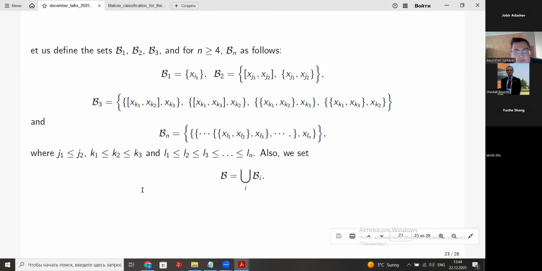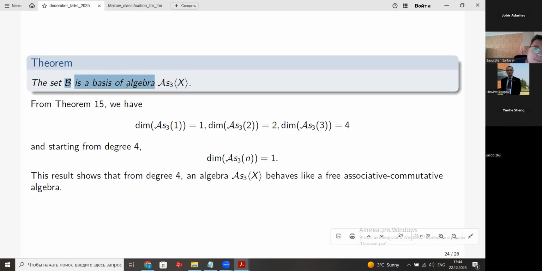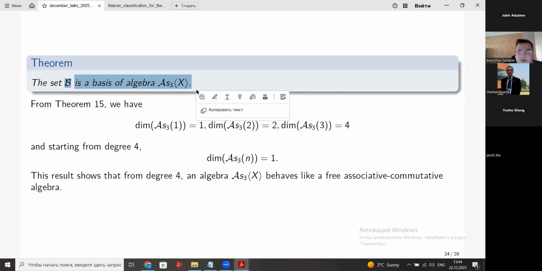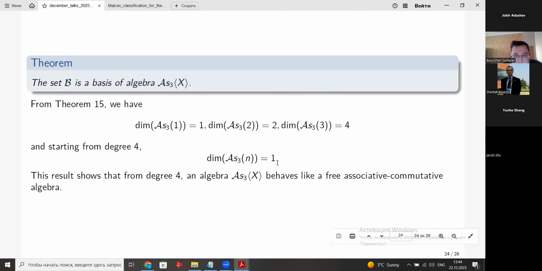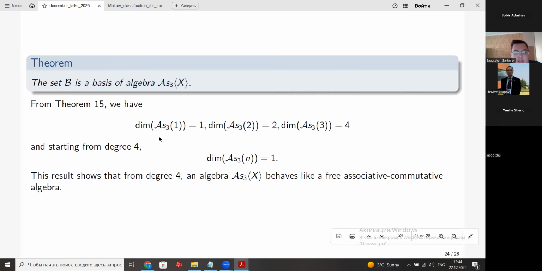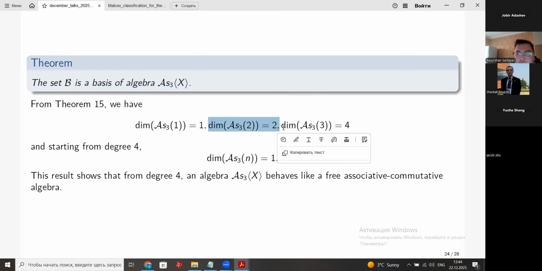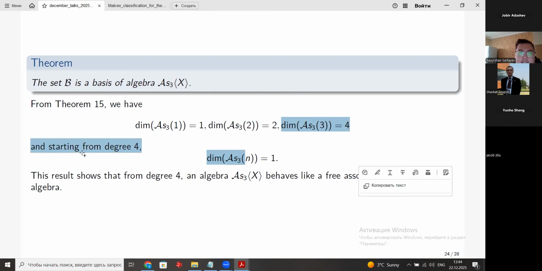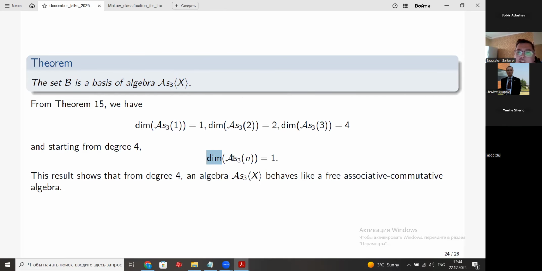Now, this set B is the basis of the free associative algebra of the third type. From this theorem, let's write the dimension of this algebra, I mean the multilinear part, of course. In degree 1, it's just 1. In degree 2, it's 2. In degree 3, it's 4. And starting from degree 4, the dimension is just 1.